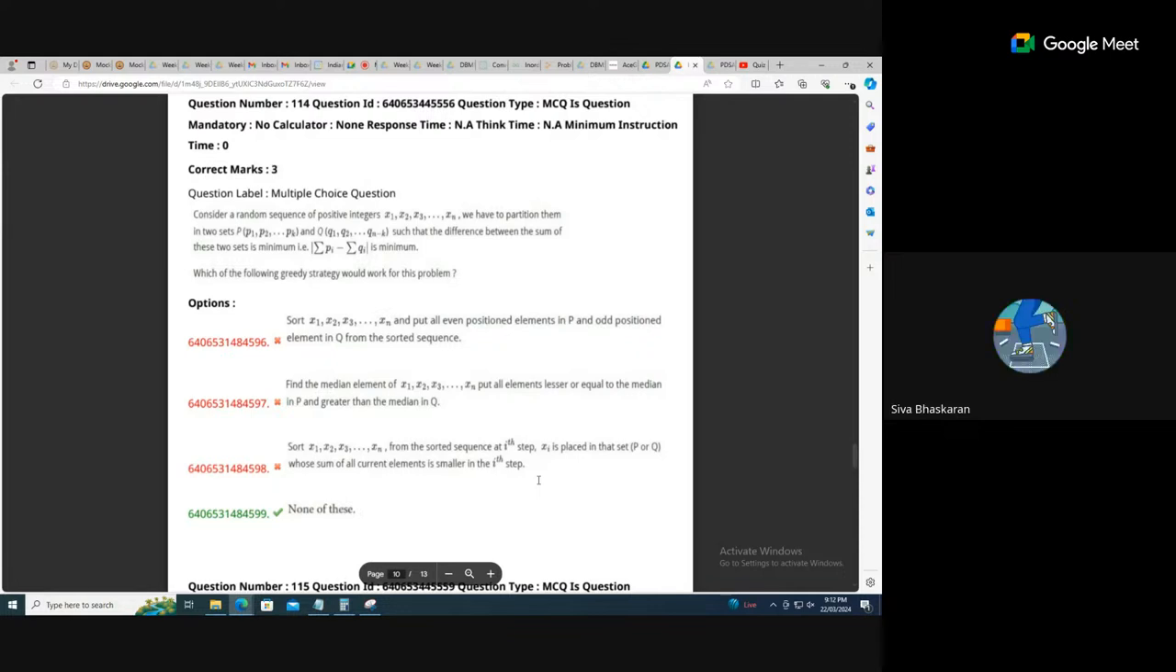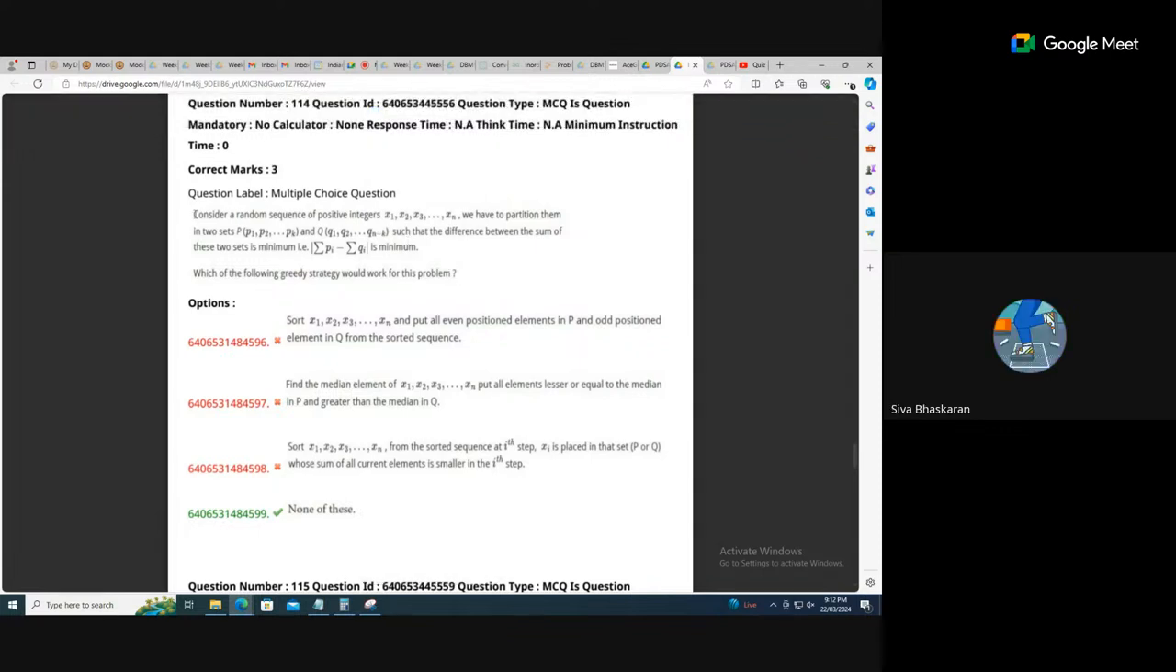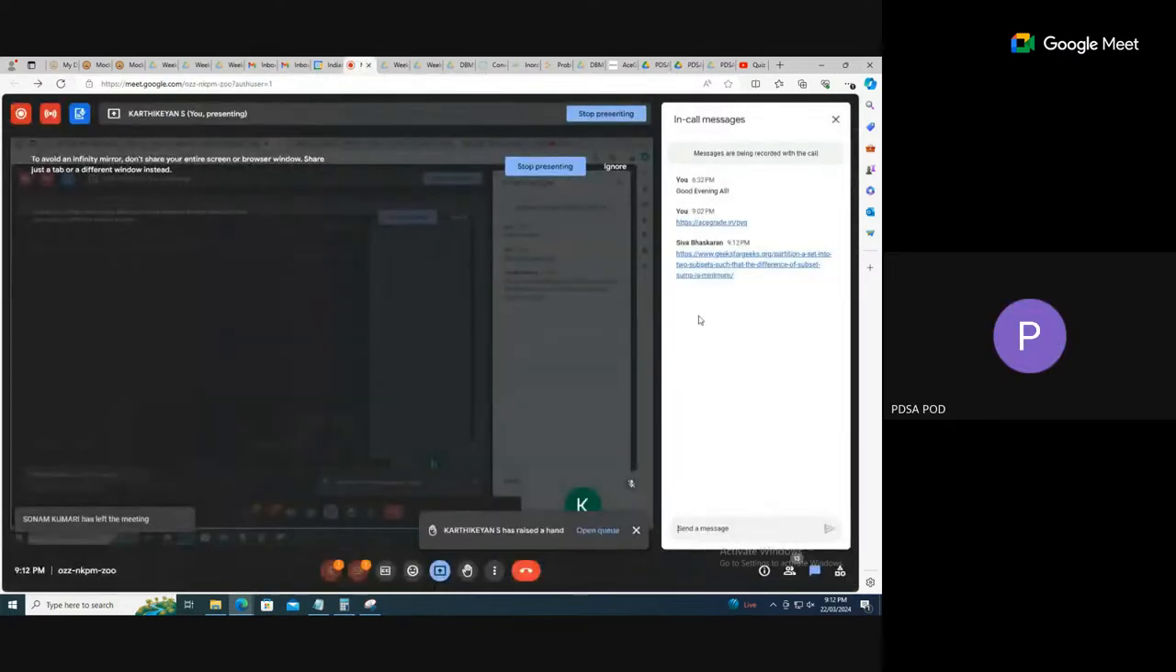This problem is there in Geeks for Geeks, GFG. Is it there? It is there. And the solution is also there, for those who want it. Can you paste the link, please? Yes, you can. Done. Yeah, I'm Shiva Bhaskaran. I opened it.